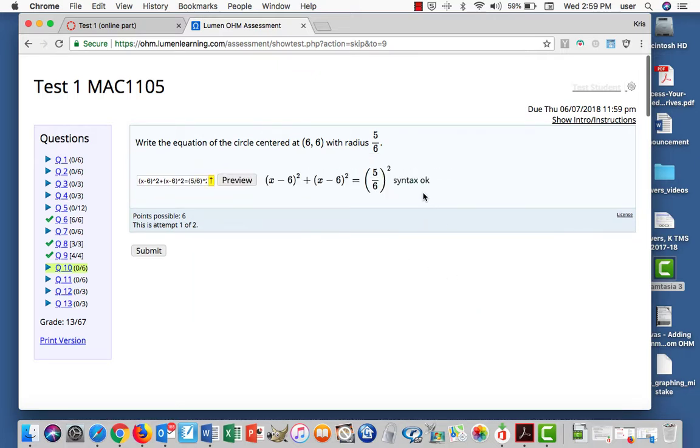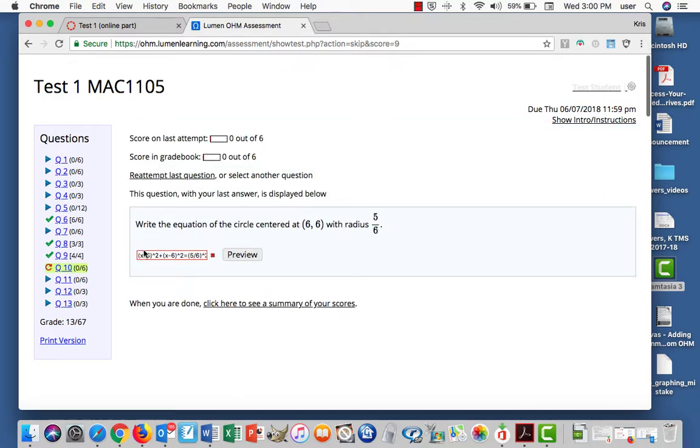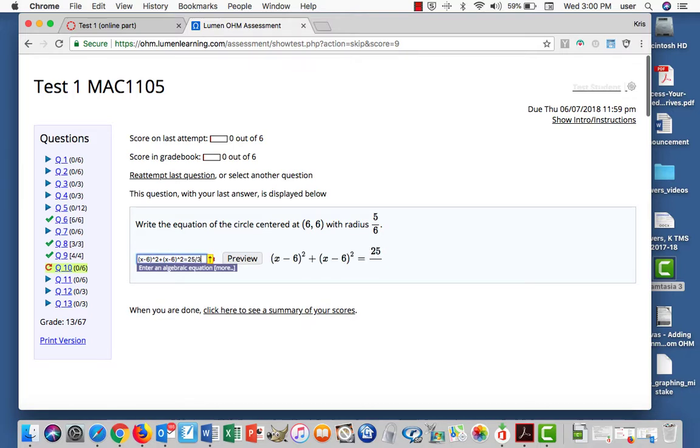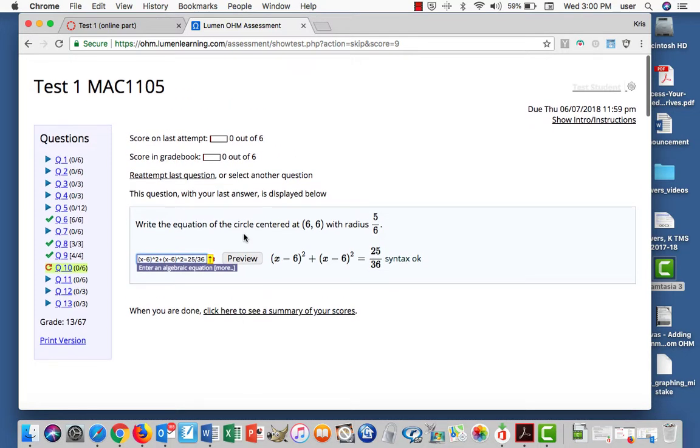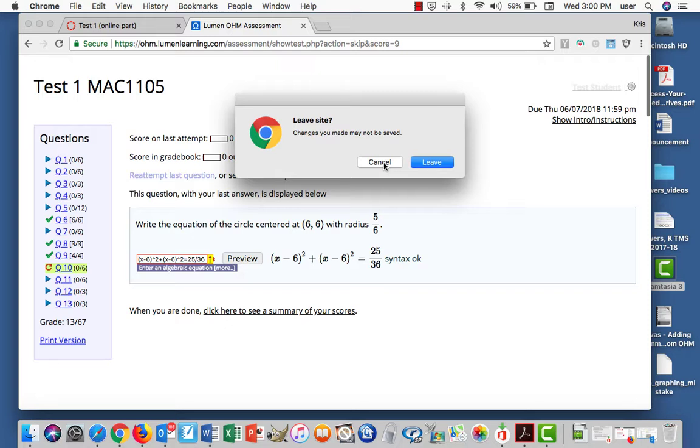See, it's telling me the syntax is okay, but it's marking it wrong, and that's because I did not simplify that 5/6 squared. I should have written that as 25 over 36. Oh, it's going to make me do a new problem. I can't go and correct the problem that I just did. I have to go do a new problem.